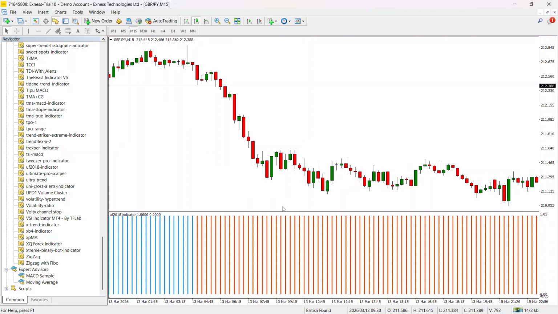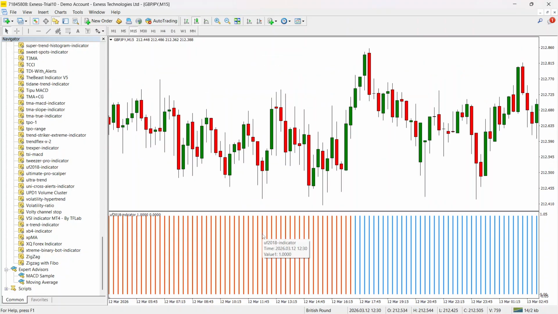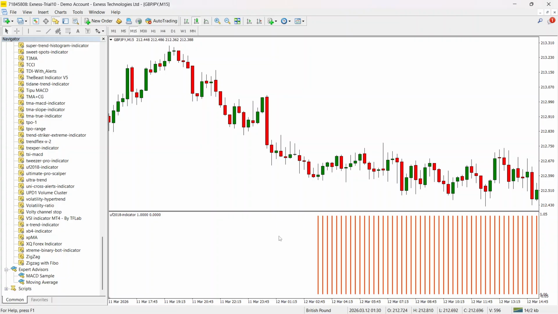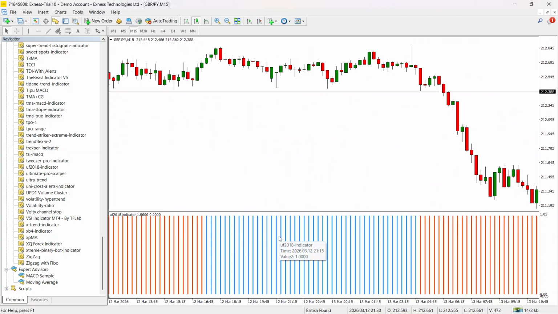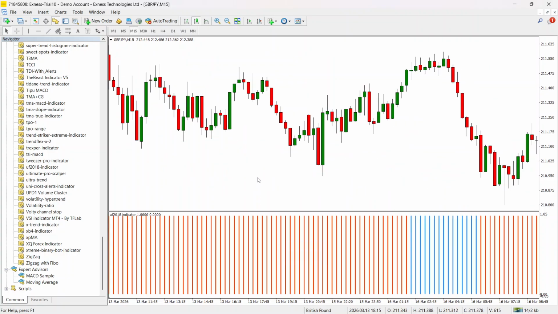Now the UF2018 indicator appears in its own sub-window beneath the main chart as a series of vertical bars highlighting the trend in the main chart.